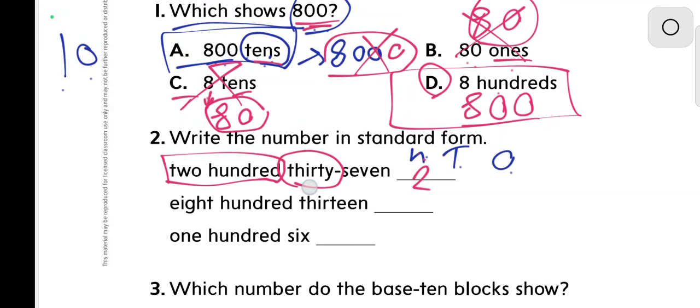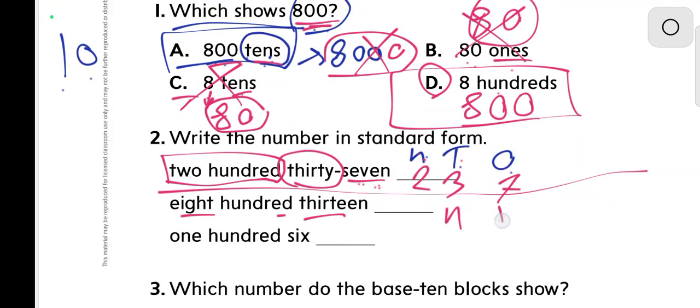30. 30 means 3 tens, right? So in the tens place we have to put 3. And 7, so in the ones place we have to put 7. So if you have a number without T or teen, that means it is in the ones place. Okay, let's practice more with this one. 813. HTO.